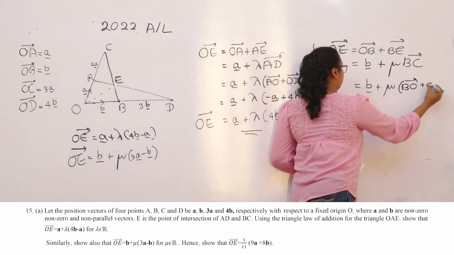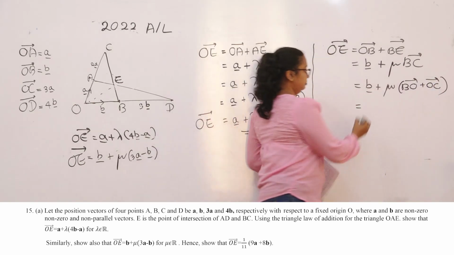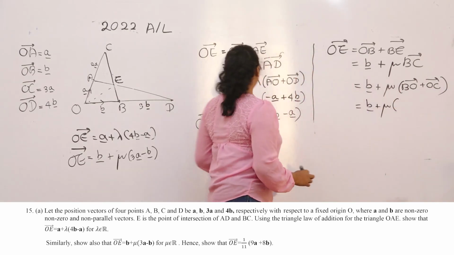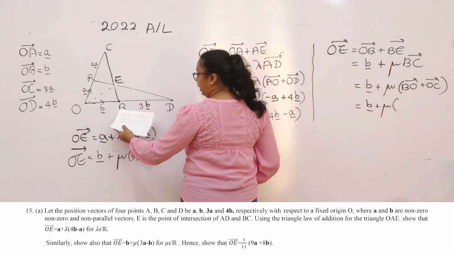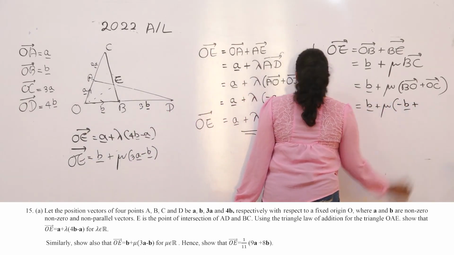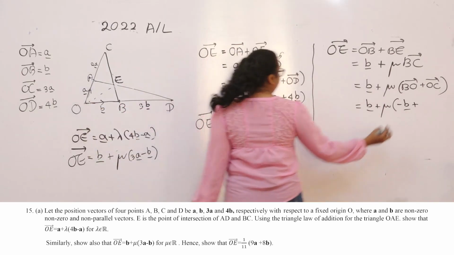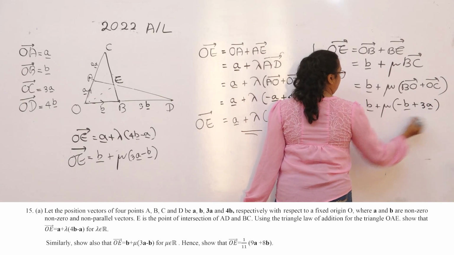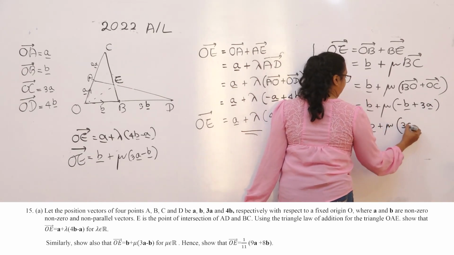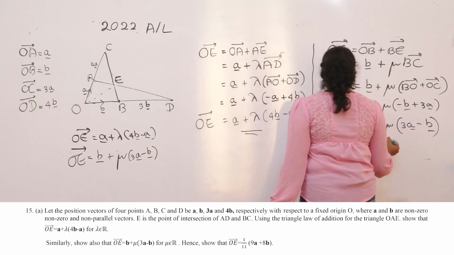So, this is very similar to the method that we followed earlier, right? BO plus OC. What is BO? OB means B, then BO should be minus B, right? Then OC, OC means 3A, A plus 2A, 3A. Therefore, the answer is 3A minus B.